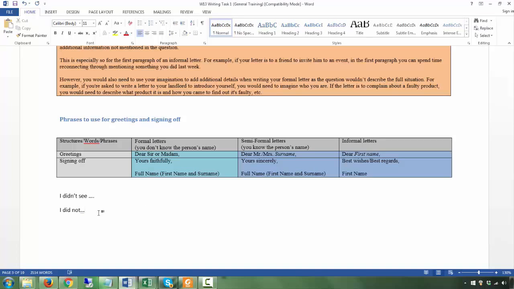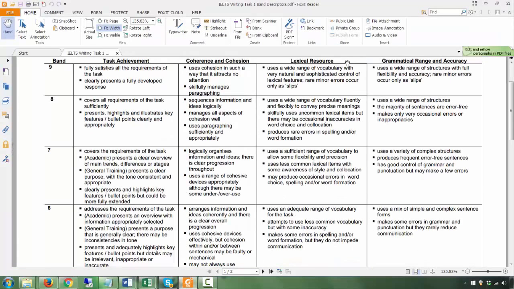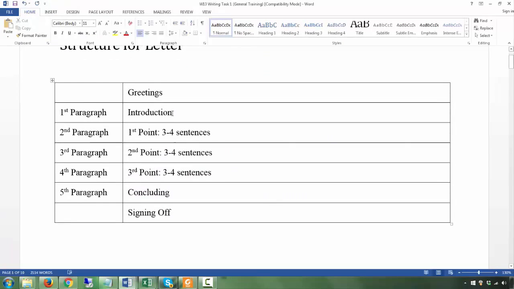Yeah, so grammar and vocabulary are also important, and that's still part of the criteria: lexical resource, vocabulary, and grammar. But of course, for task achievement, the thing you really have to focus on is the tone. Going back to this, the introduction can just be one sentence.